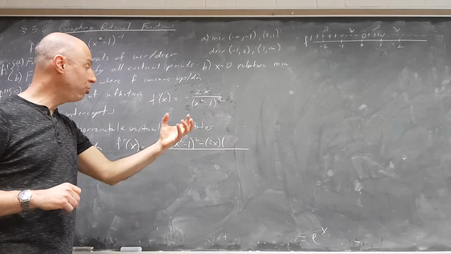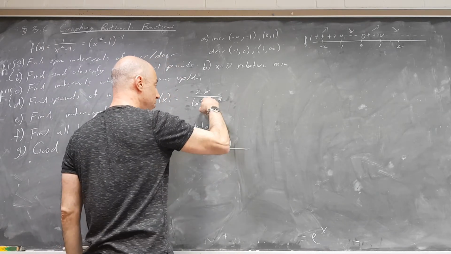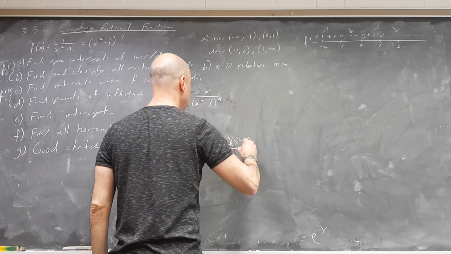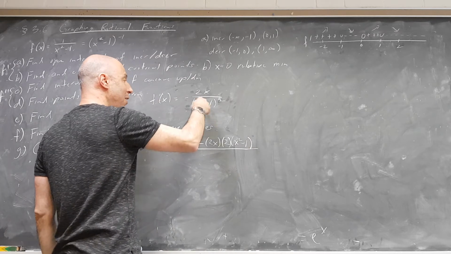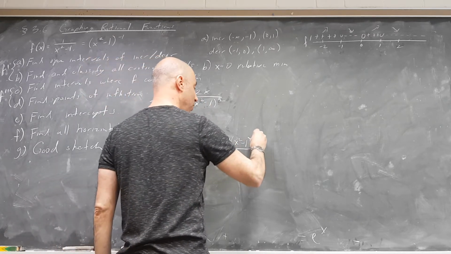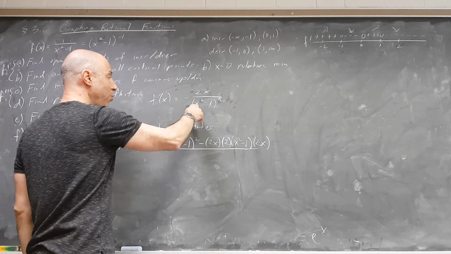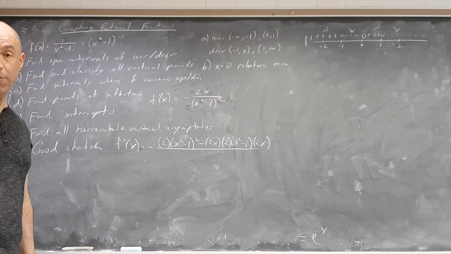1 squared, chain rule. So the 2 comes down, we write the x squared minus 1. The 2 becomes a 1, I won't write it. And now we multiply by the derivative of the inside, which is just 2x. All over the bottom squared. X squared minus 1 squared is x squared minus 1 to the 4th power.